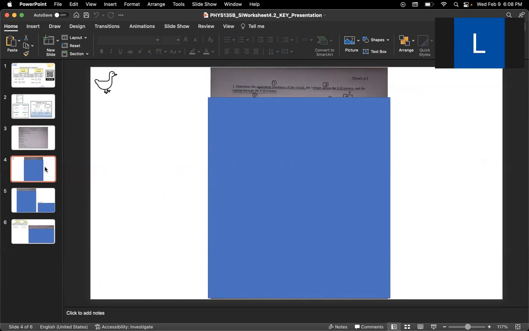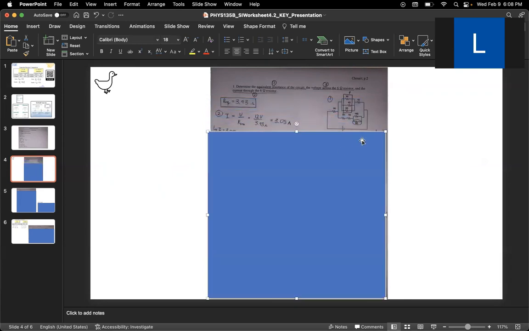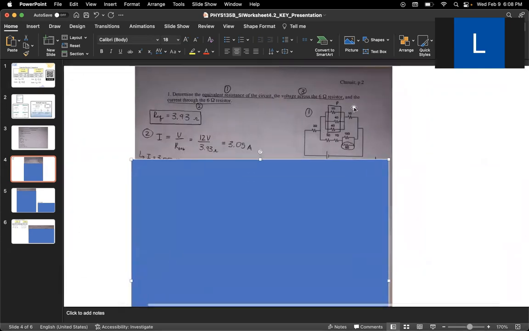With problem 1, we're asked to determine the equivalent resistance of the circuit, the voltage across the 6 ohm resistor, and the current through the 6 ohm resistor. So just bear with me as I shrink this blue box over and over again. Initially, we have this circuit right here. Here's that 6 ohm resistor that we're going to be referencing a lot. And we just want to start simplifying this to get that equivalent resistance.